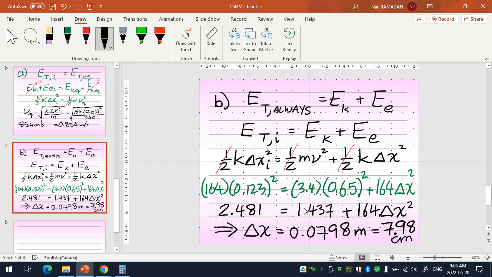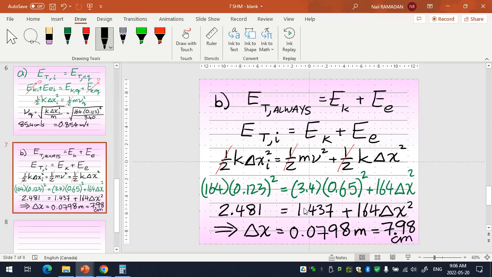What's the only logical check that this answer makes sense? Think, how much did you compress the system the first time? What was the maximum deviation from the equilibrium position you allowed it to have? 12.3, which means what? By the way, could it ever bounce back further than 12.3? No, because that means there's more energy in the spring now to stretch than you gave it, which makes absolutely no sense. 12.3 this way, 12.3 this way, which means 7.98 is within the 0 to 12.3. Perfect.